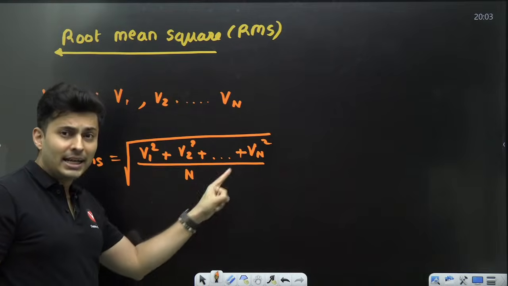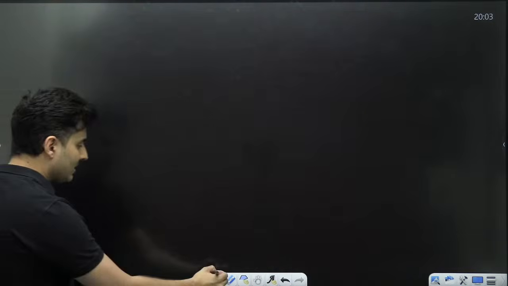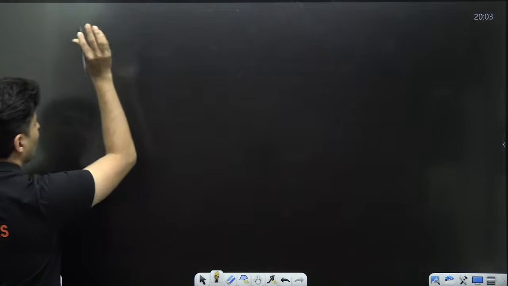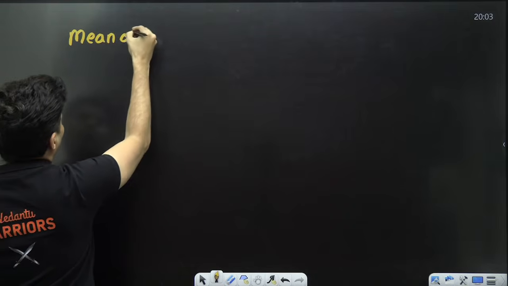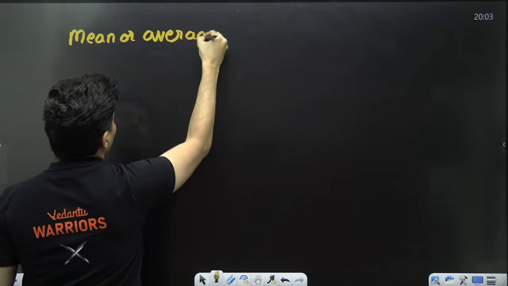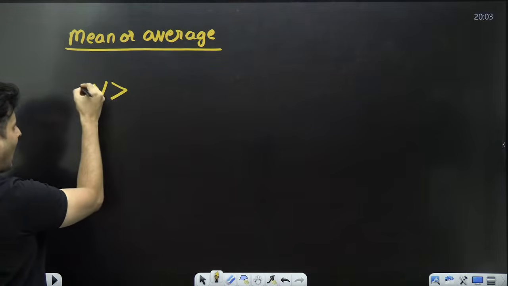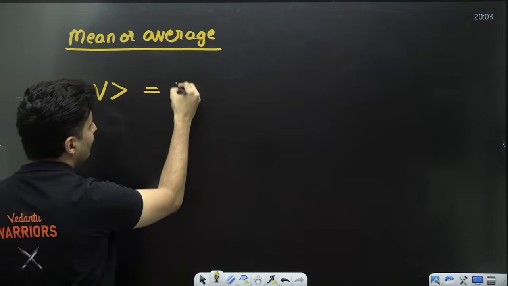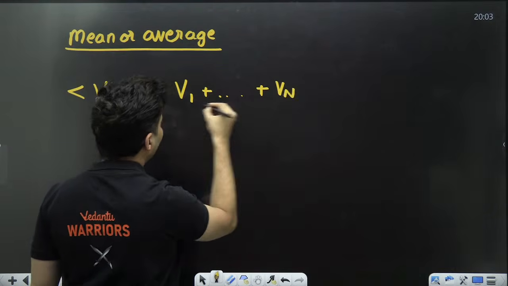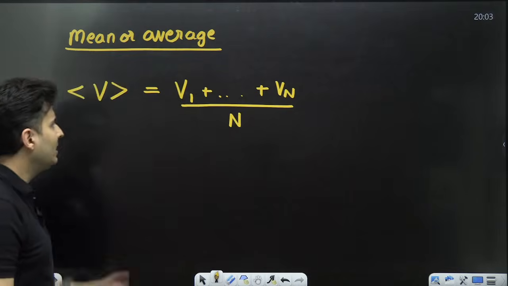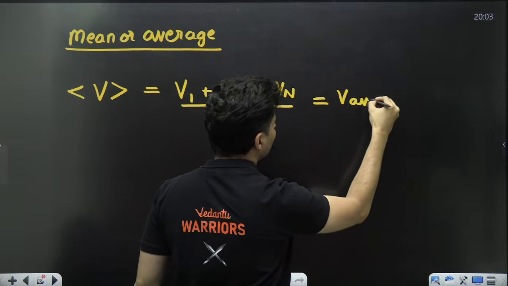Now, you can also write it down as, observe, there is this symbol with triangular brackets called mean or average. I'll show it to you. So mean value, mean or average. What is this mean or average? If I want to find the average, it is just taking the values V1, V2, V3, Vn like that and dividing it by the number of quantities. This is simply called the average value.